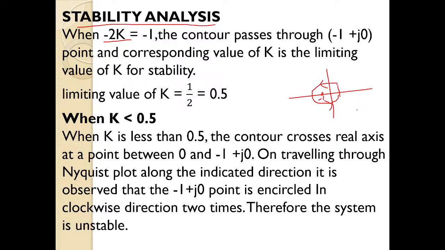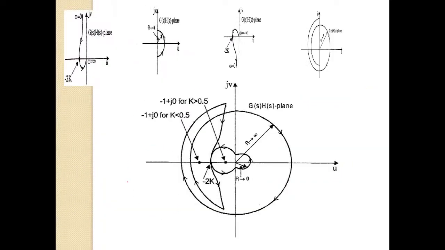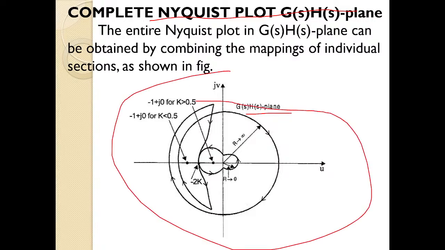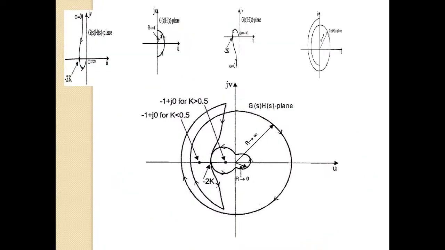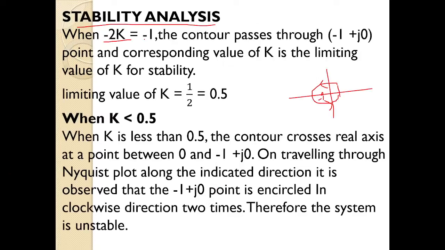The system will be stable if this contour on the G of S, H of S plane encloses the minus 1 in anti-clockwise direction. But we don't know whether the minus 1 is enclosed or not. We have the complete Nyquist plot, and we don't know whether minus 1 has been enclosed. So to know the stability of the system, let us consider that whichever point we got on the real axis, that is minus 2k, is equal to minus 1.